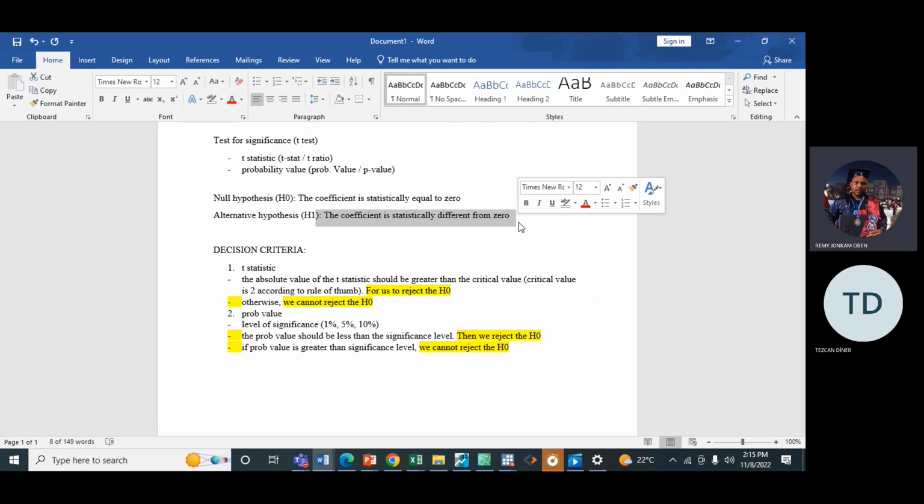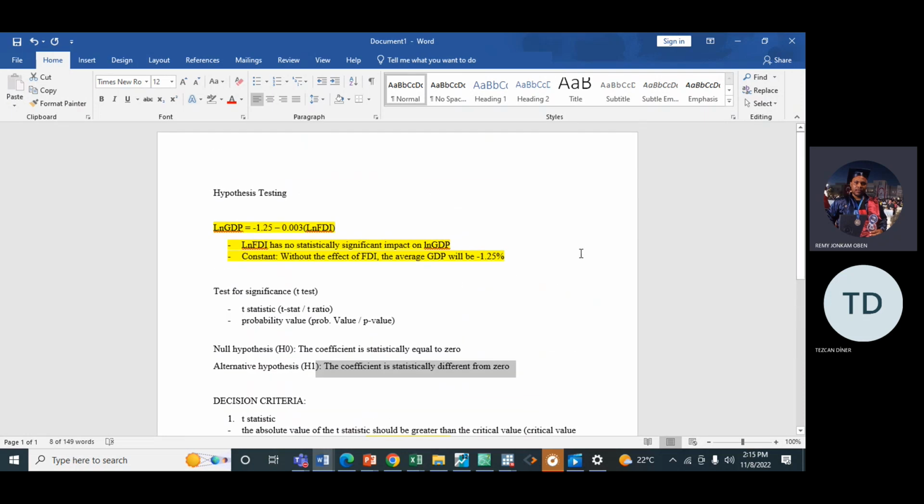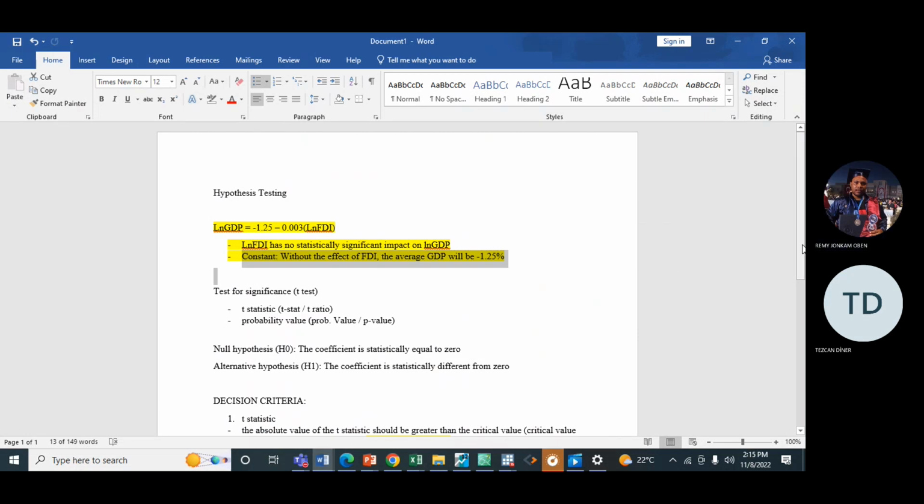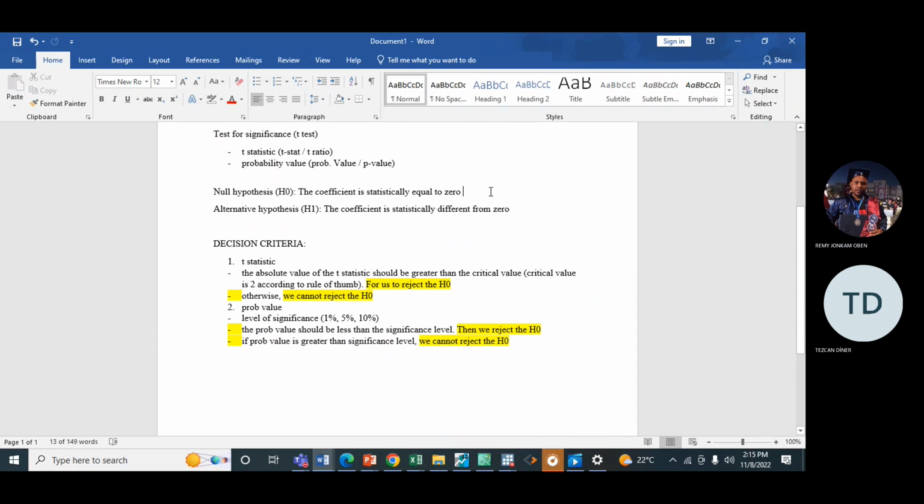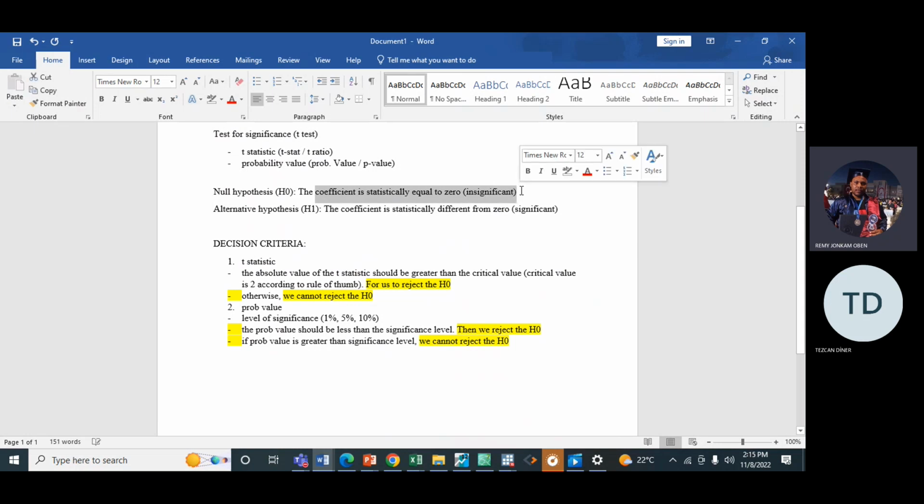Therefore, it is significant. So you discover that even using probability value, we still conclude that the constant is significant, and we make this interpretation. We only interpret significant coefficients. So let me write something here. Insignificant. Significant. So, guys, if the coefficient is statistically equal to 0, it means it is statistically insignificant. If the coefficient is statistically different from 0, it means it is statistically significant.